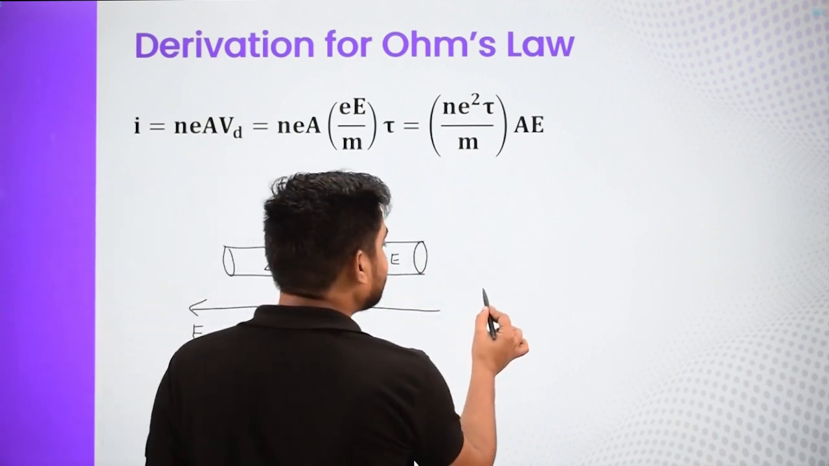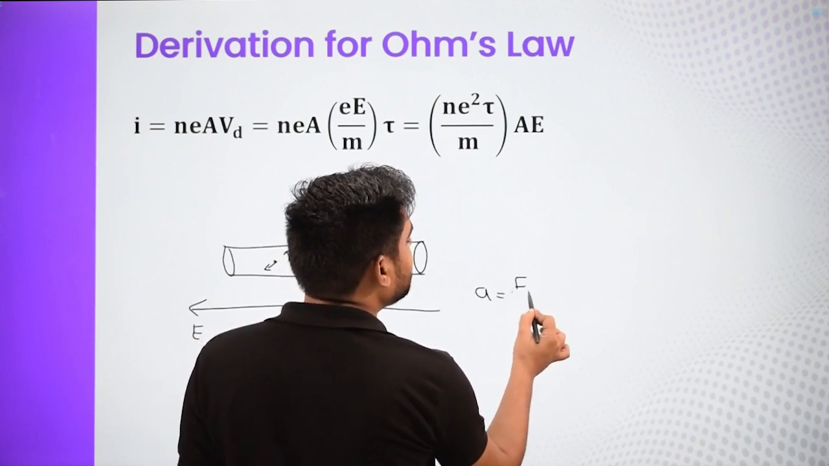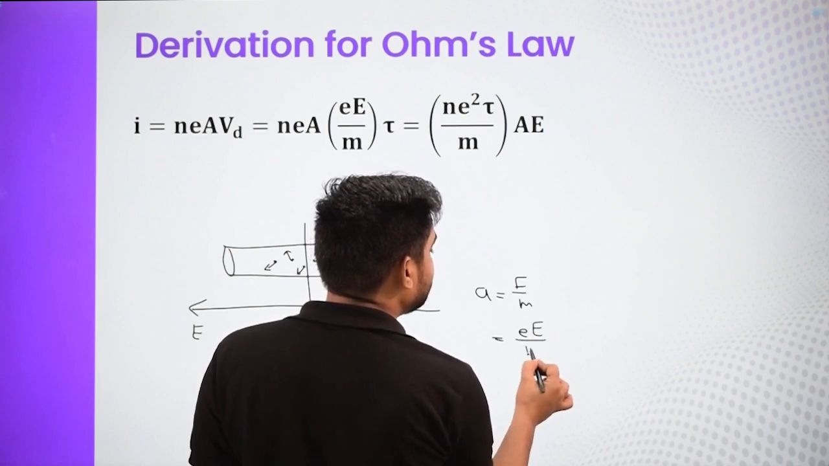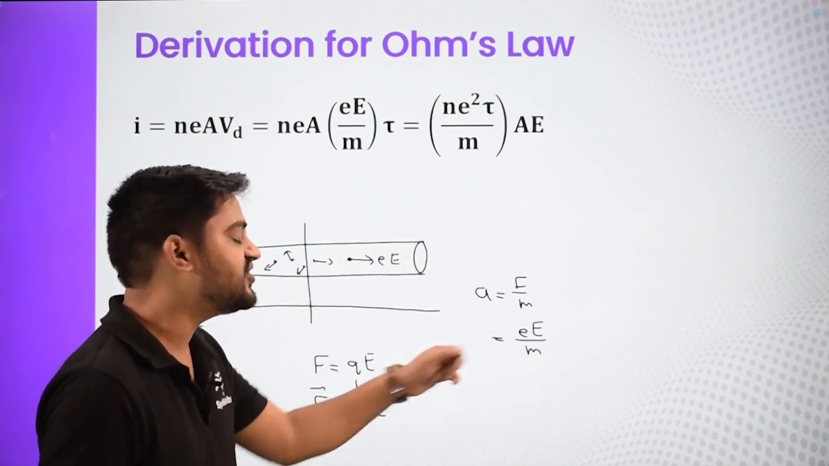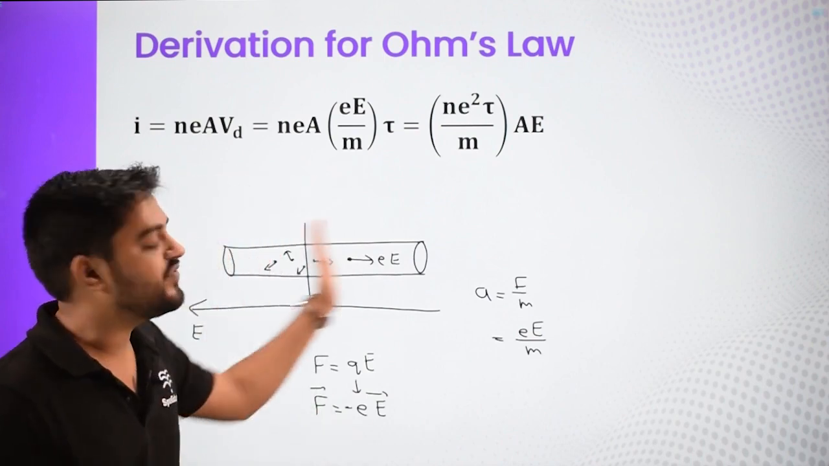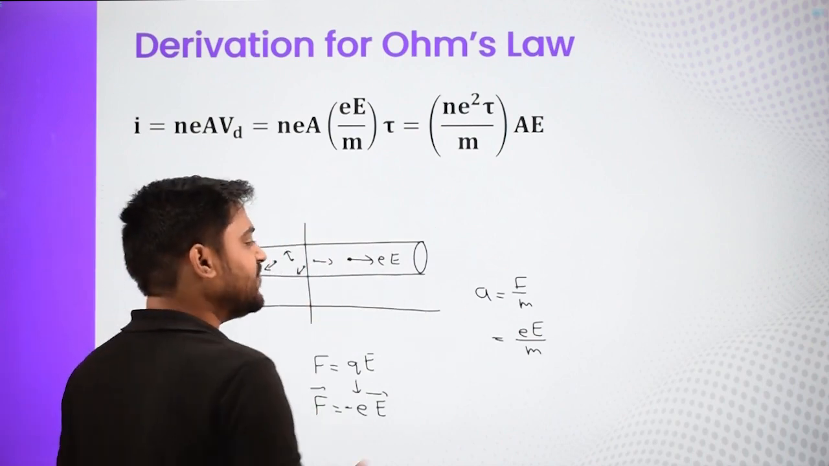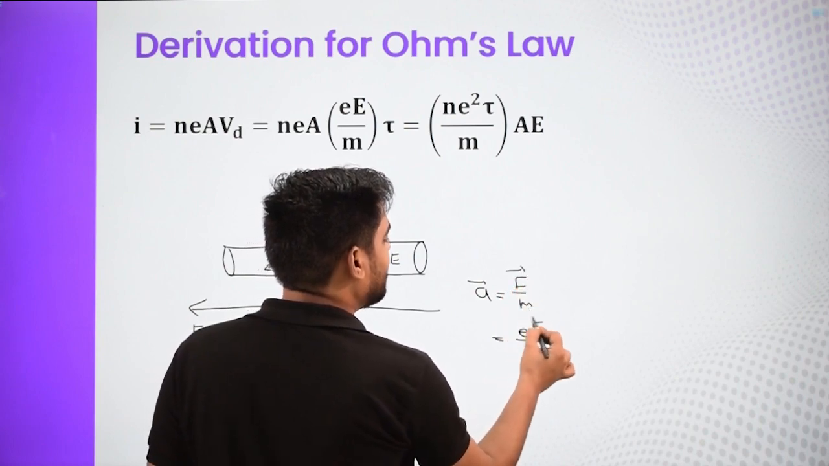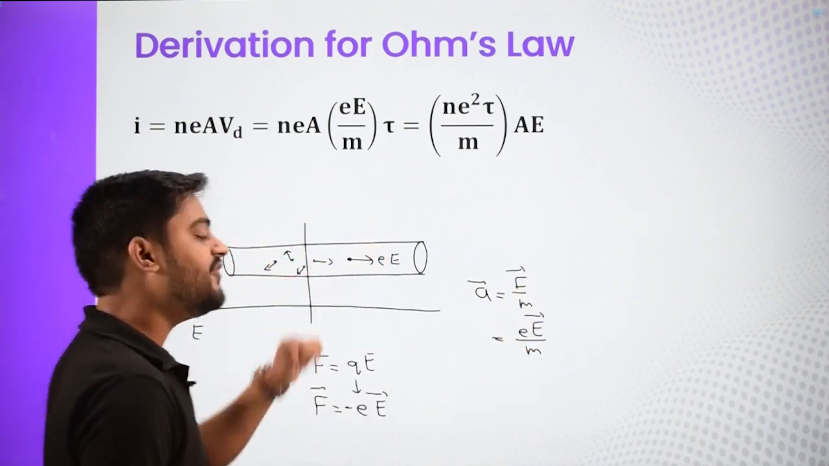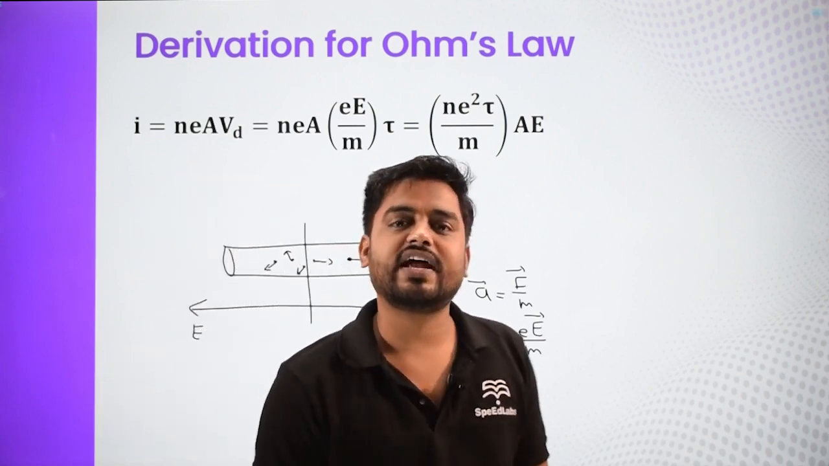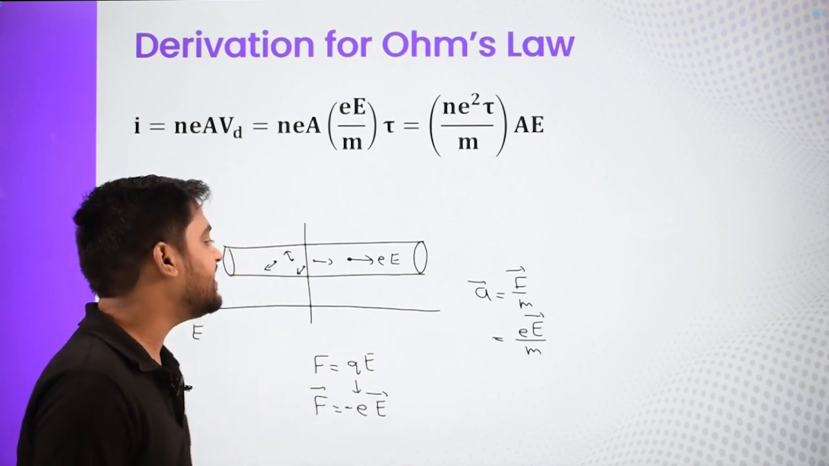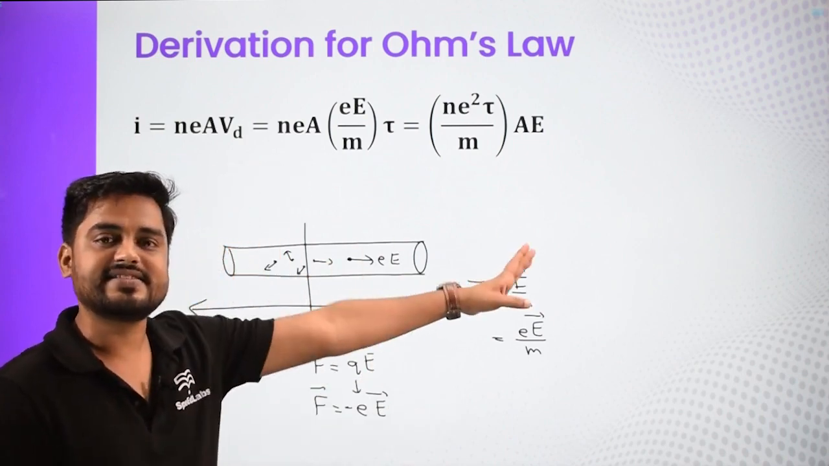If I want to get the acceleration, it is the force per unit mass. So, force is eE and mass is small m, so this is the acceleration of each and every electron. All the electrons have their acceleration in that direction, and if we want to write it as a vector, we can write it like this. Now, understand that if a force is applied on an electron, it gets accelerated, and its velocity increases rapidly.